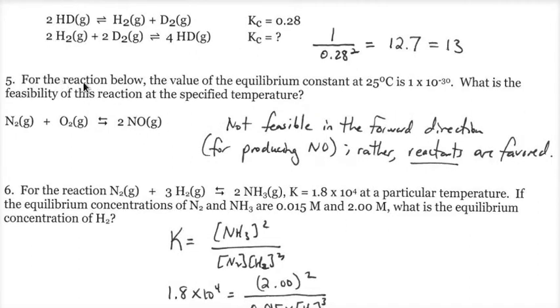For the reaction below, number 5. So this is basically the same question as we saw for number 1. This is much less than 1. This is a tiny number. And so it's not very feasible because mostly reactants will be favored. That's what small K means. Number 6.